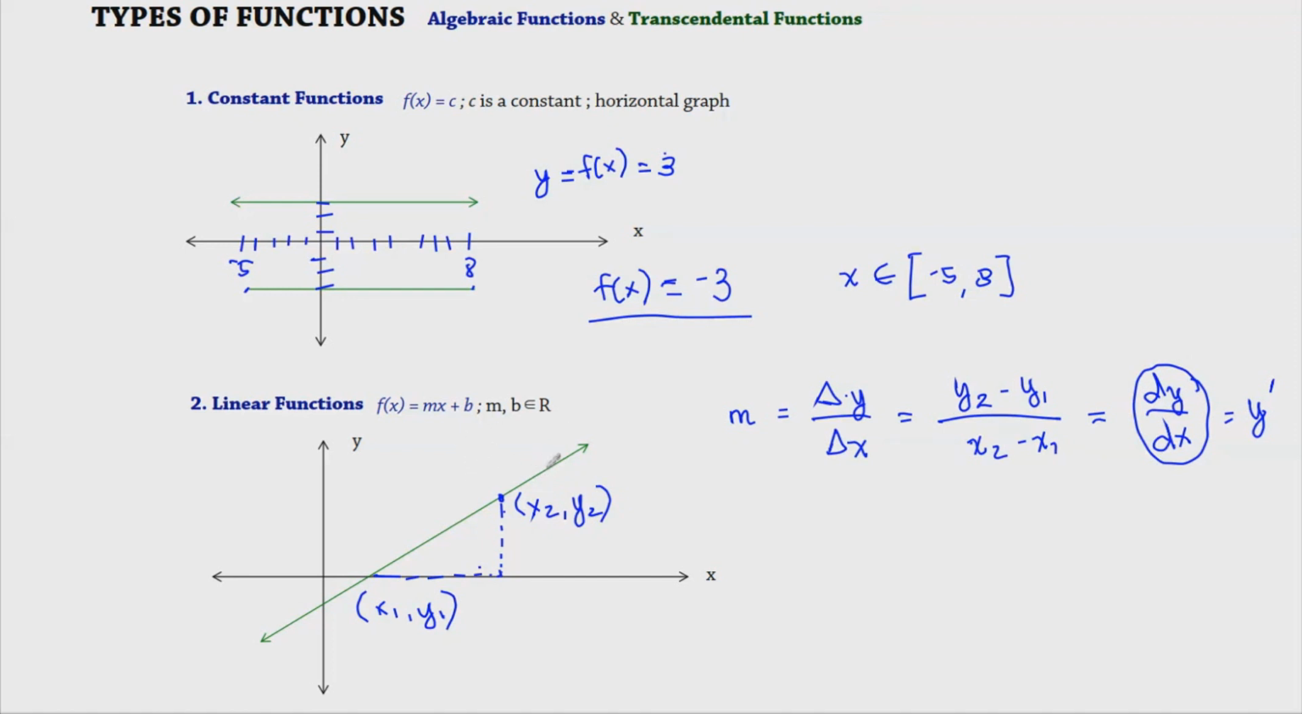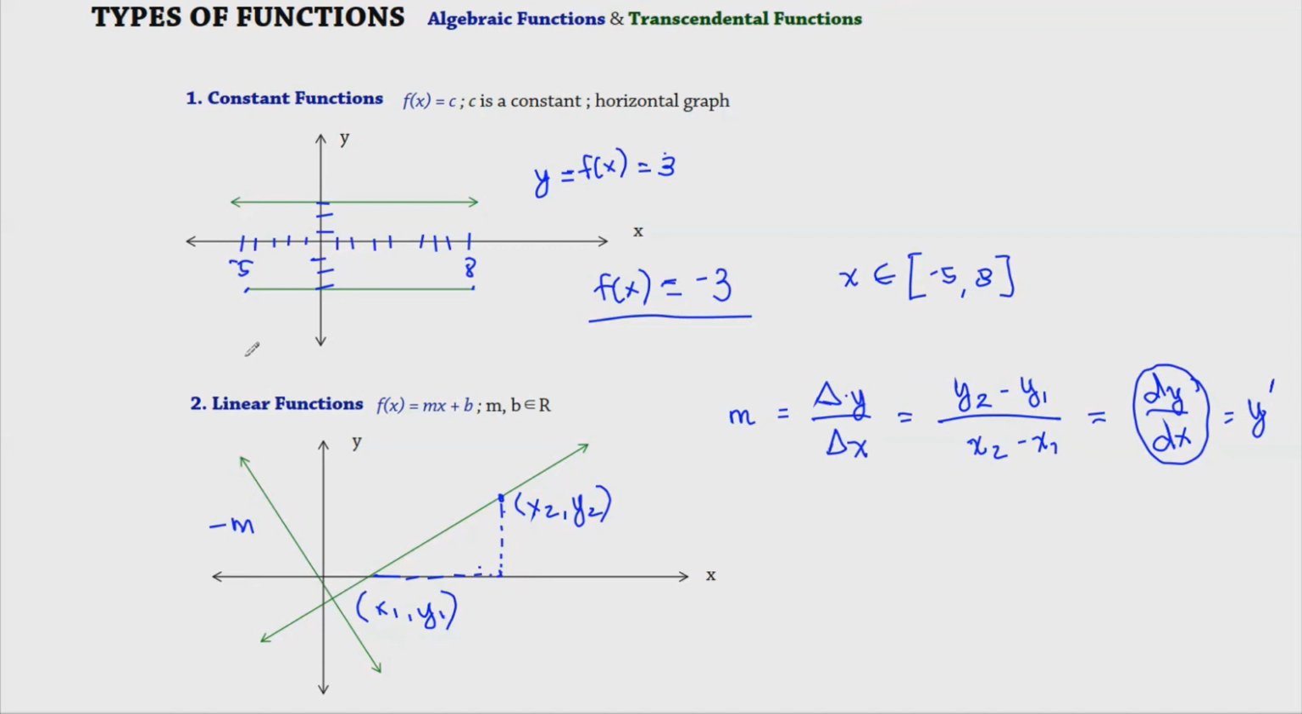So linear functions can have a negative and positive slope. With this one, since it is increasing from left to right, this is a function that has a positive slope. Now, if I draw another line that goes like this, in this case, this line is directed from left to right, going down. So this has a negative slope. Okay.